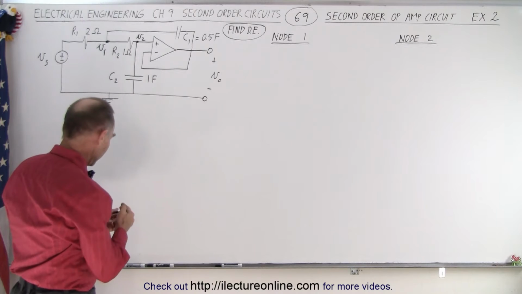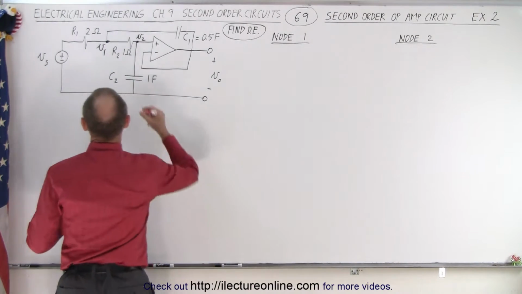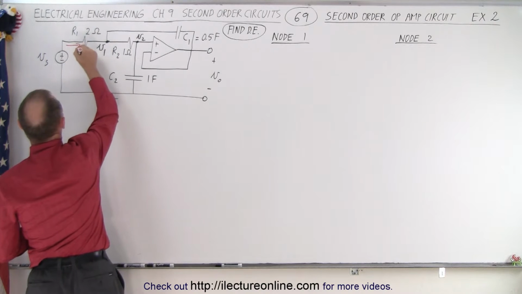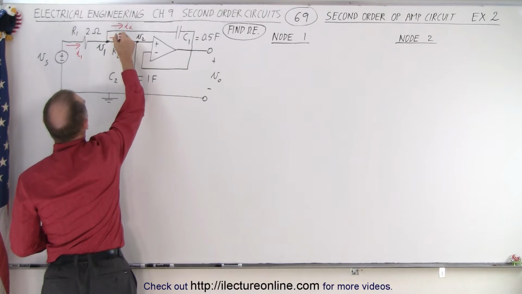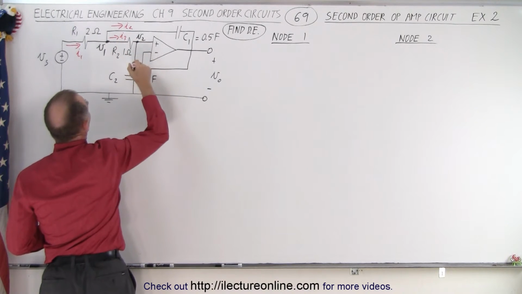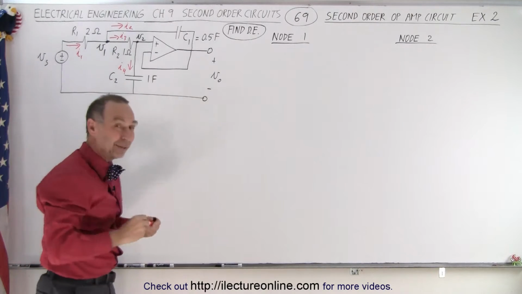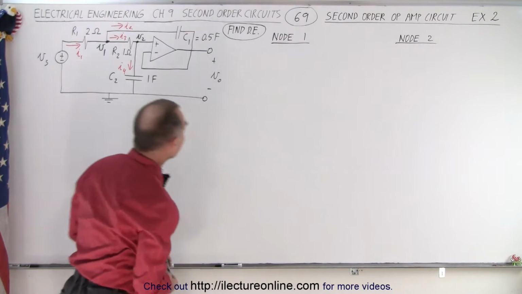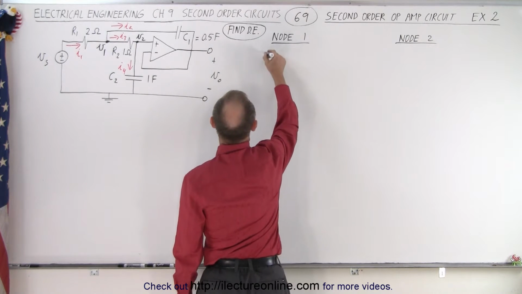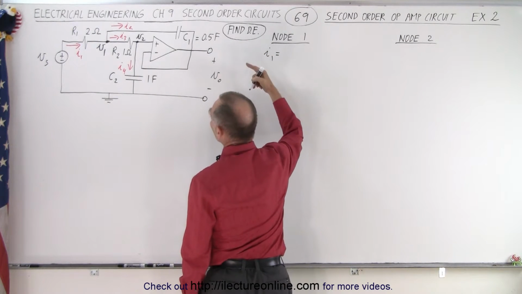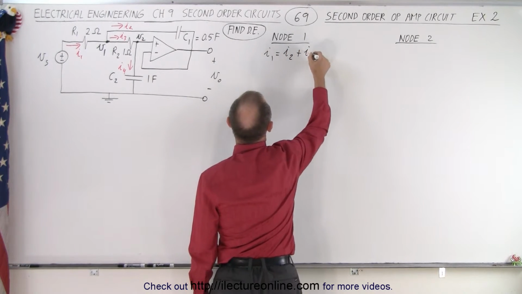So let's see here. It might be a good idea just to mark the currents. So let's call this I1, let's call this I2, and let's call this I3. And then this here, we can call that I4. And that way, that makes it a little bit easier to follow what we're doing. So on node 1, we can say that the current entering the node, I1, must equal the currents leaving the node, which is I2 and I3.